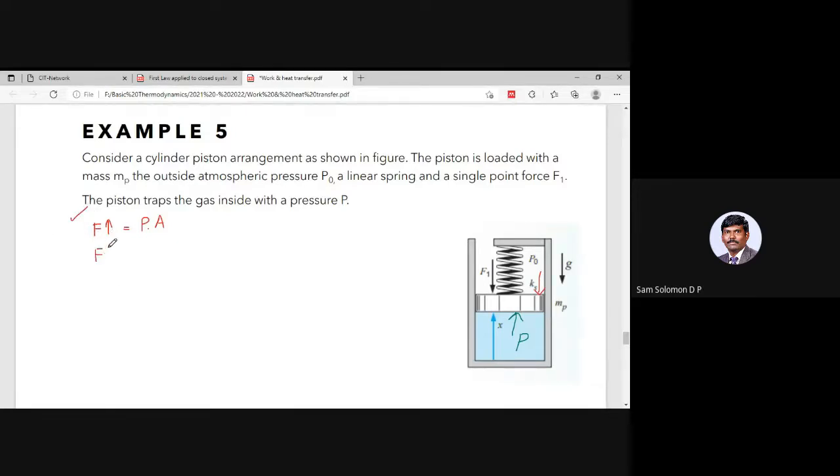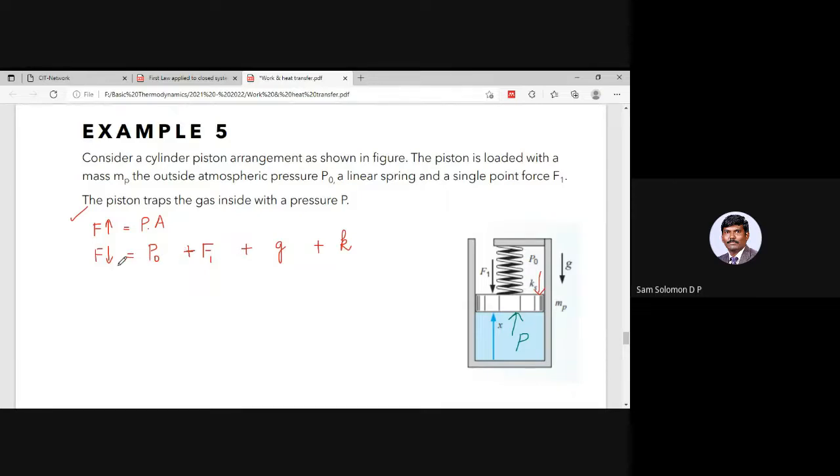And if you look at the downward force, let me write the entities first, and then we will balance the equation. One force is because of the pressure, atmospheric pressure P naught. The other one is because of the point force F1. The other one is because of the gravitational force. The other one is because of the spring, which has got a spring constant K.